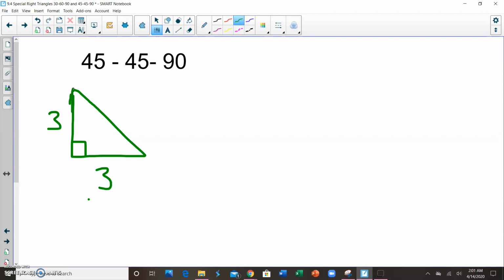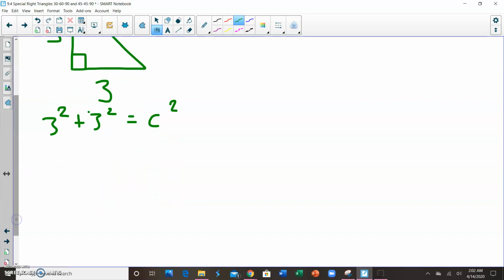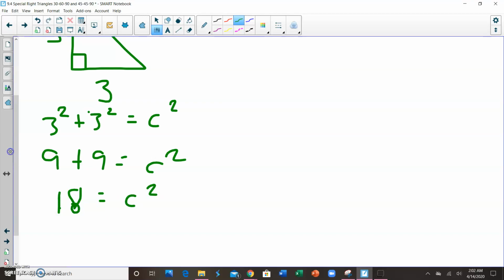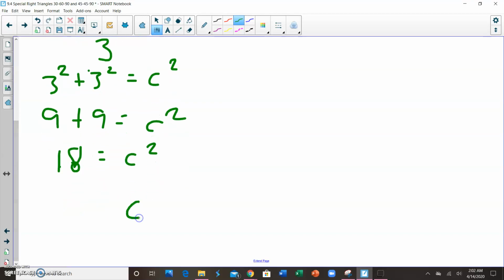Well, you can simply use a squared plus b squared is equal to c squared. So you do 3 squared plus 3 squared is equal to c squared. I'm going to have to move this down a little bit. So we're going to get 9 plus 9 is equal to c squared. So 18 is equal to c squared. Now we take the square root of both sides, so we get c is equal to the square root of 18.